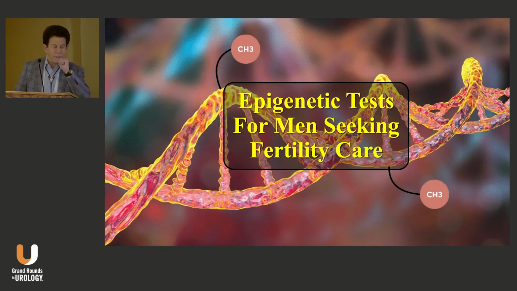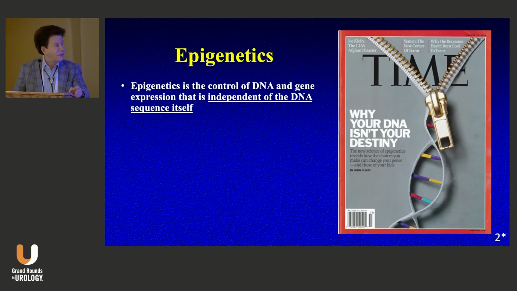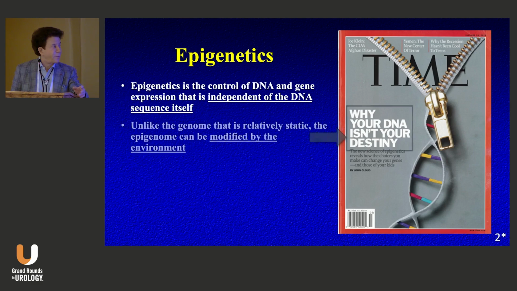One of the newer and really exciting areas is epigenetic testing. And this is a new innovation for men who are seeking infertility care. This is the cover of Time magazine. And what is epigenetics? So epigenetics is the control mechanism of DNA and gene expression, totally independent of the DNA code. You see here on the cover of Time why your DNA isn't your destiny, and the reason they say that is because you can change epigenetics.